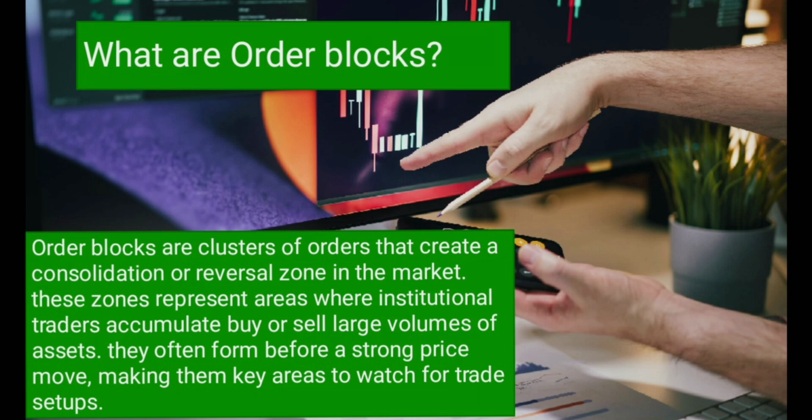So, what are order blocks? Order blocks are clusters of orders that create a consolidation or reversal zone in the market. These zones represent areas where institutional traders accumulate, buy, or sell large volumes of assets. They often form before a strong price move, making them key areas to watch for trade setups.